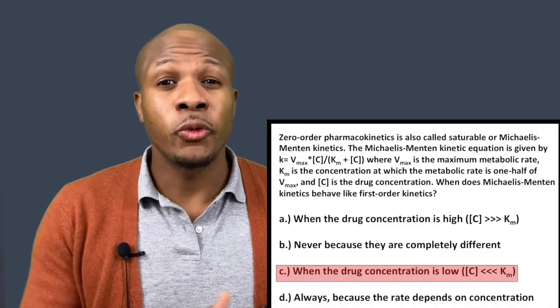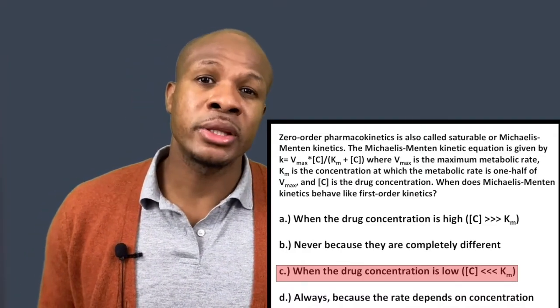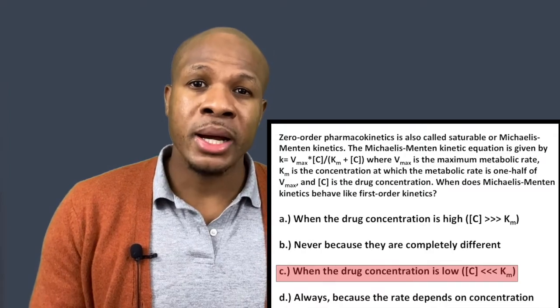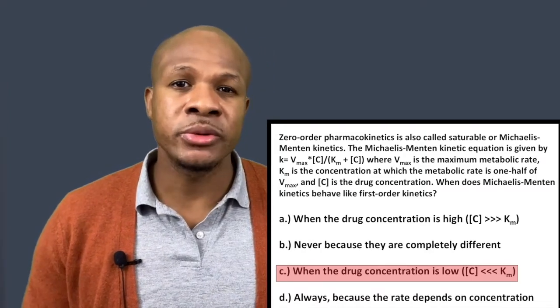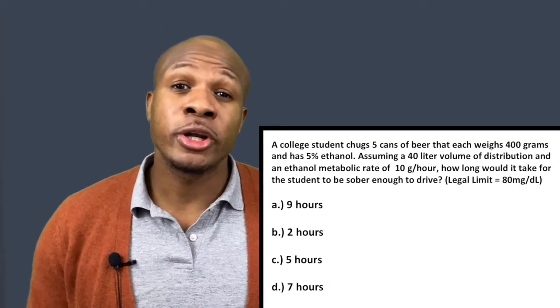So when the concentration is low, we basically have first order kinetics, but as all the enzymes become occupied and saturated, then we get zero order kinetics. Okay? And that's how it works. All right, let's go on to question number 3.